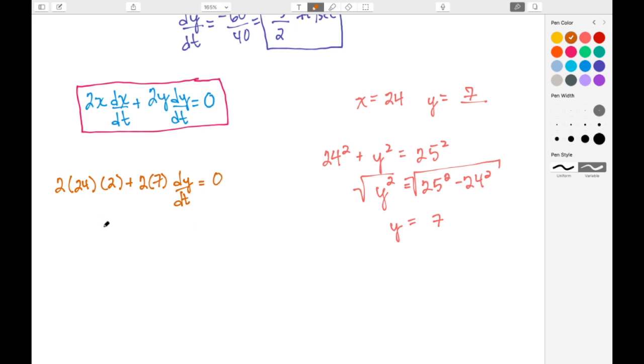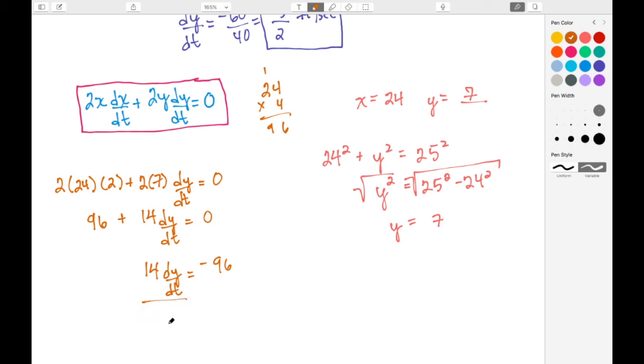So again, we go in here to simplify. We have 2 times 2 to give us 4, and then we have 4 times 24. Let's do this here. 24 times 4. Well, that's 96. So here we have 96 plus 14 dy/dt is equal to 0. Again, we're going to subtract 96 from both sides to help get this dy/dt by itself. So 14 dy/dt is equal to negative 96.